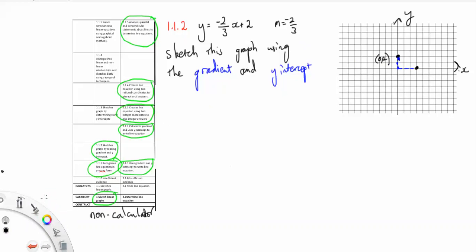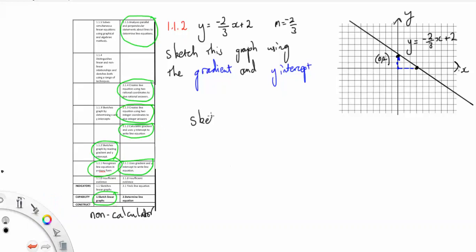Now that we've made our 2 points, we can join them with our line. So we'll join our 2 points with our line. There we are. And as a finishing touch, always nice to write the line equation. That's a nice thing to do. So remember, rise, run, y-intercept.